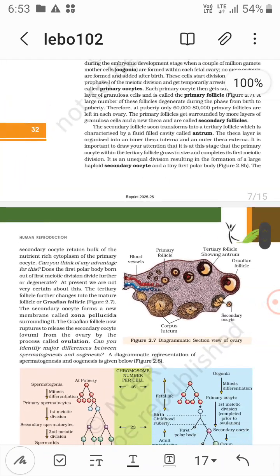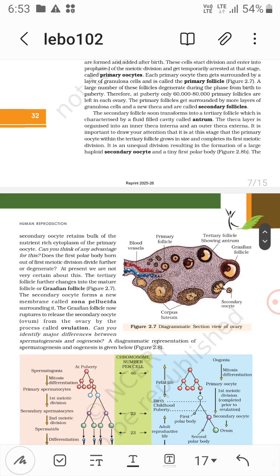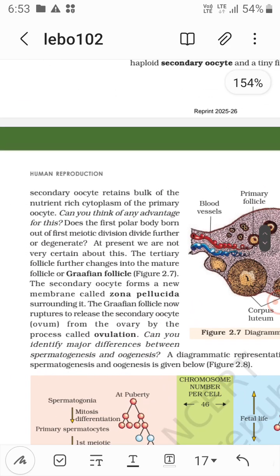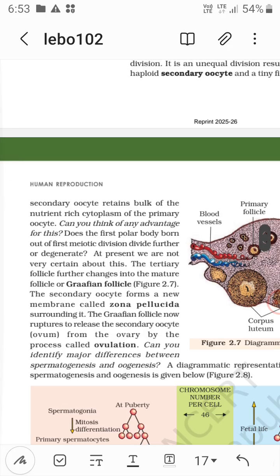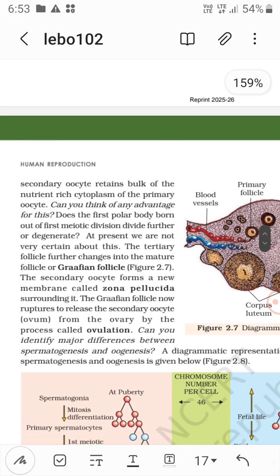When the primary oocyte gets converted into a secondary oocyte, it retains the bulk from the primary oocyte. Can you think of any advantage of this? Of course, they are getting the nutrients from it. Now, does the first polar body born out of the first meiotic division divide further or degenerate? At present, we do not know about this.